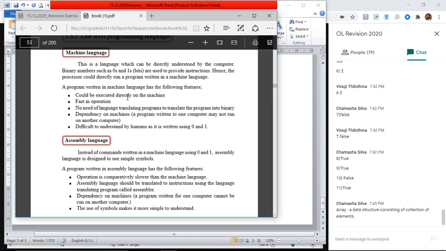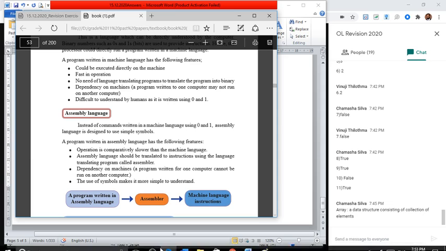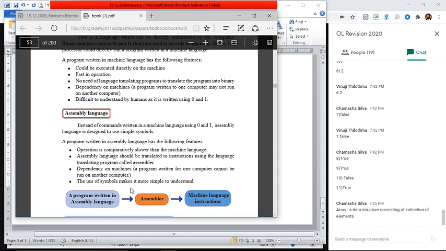So because of that they went here and there and introduced something called assembly language. When we talk about assembly language, to represent ones and zeros they have used different symbols. Assembly language. Assembler. So assembler means another program. Assembly language, assembler, it's a program.